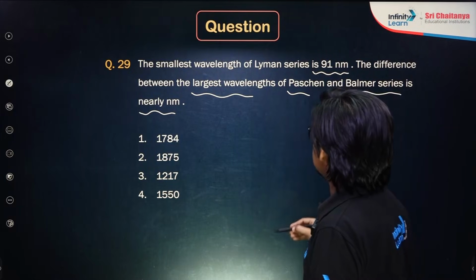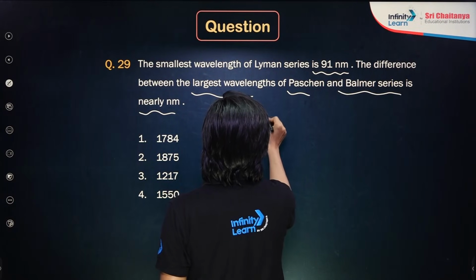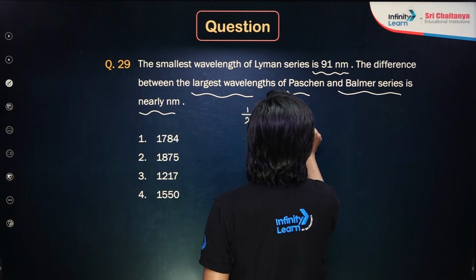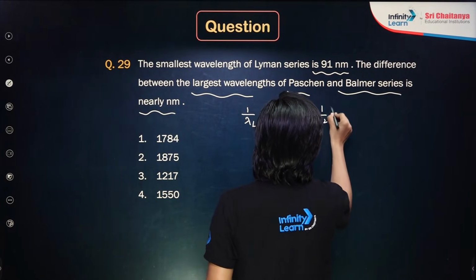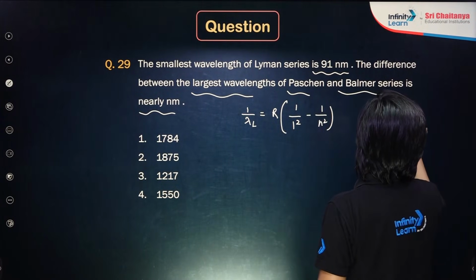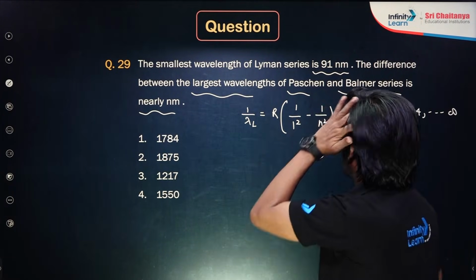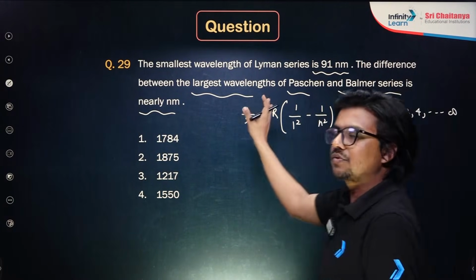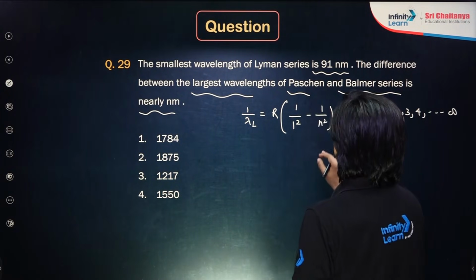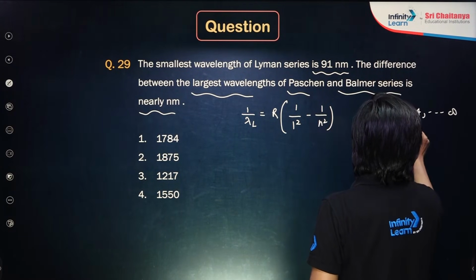So for the Lyman series, Lyman is the first one. I can write 1 by lambda L is equal to R, the Rydberg constant, into 1 by 1 square minus 1 by n square. That is the formula for the Lyman series, where n is equal to 2 or 3 or 4, and up to infinity we can go. Now we are talking about the smallest wavelength. A smallest wavelength is possible if n is maximum, if n is equal to infinity.